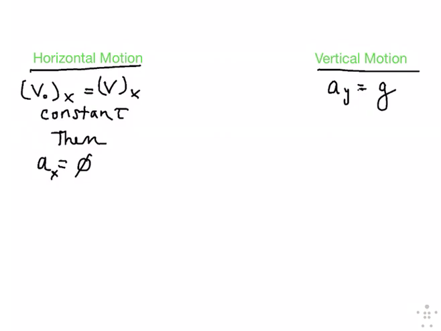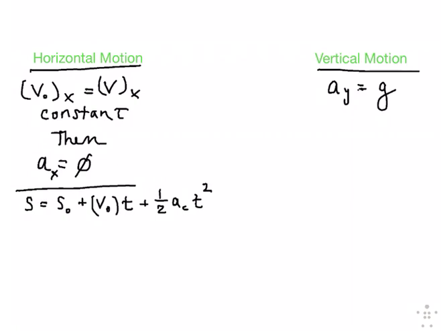Okay, so if we go back to our constant acceleration equations, if we know that our initial velocity is equal to our final velocity, then we can use the one equation that relates position and velocity. And this was s is equal to s sub 0 plus v0 times t plus 1/2 ac t squared. That was one of the equations that we derived.